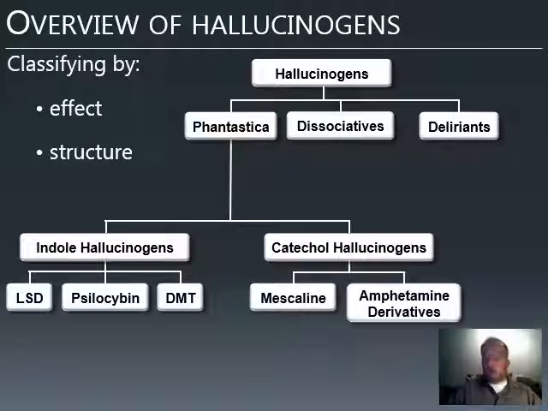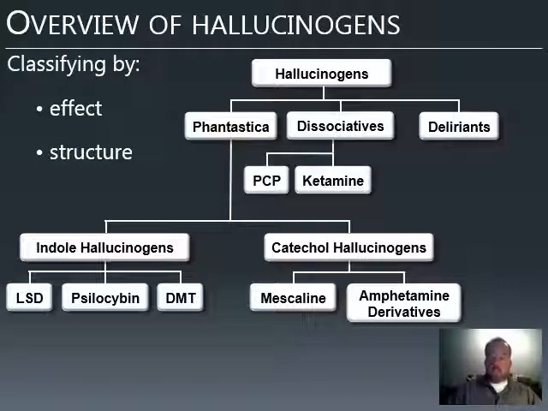And the catechol hallucinogens are things like mescaline and also the amphetamine derivatives. So things like MDMA, ecstasy. The dissociatives are drugs like PCP, ketamine, and we'll go over all of these next session.